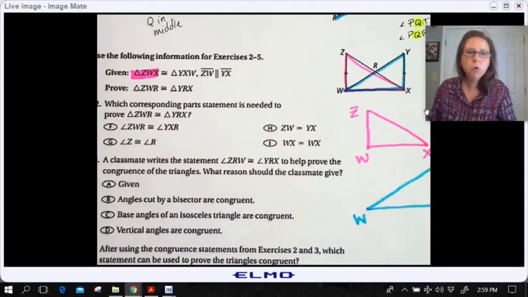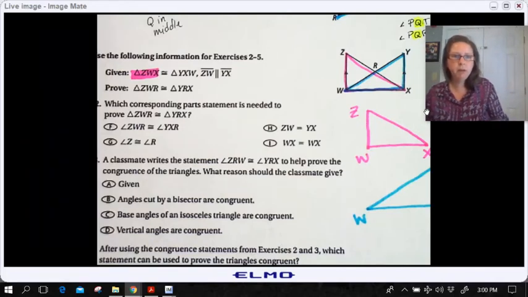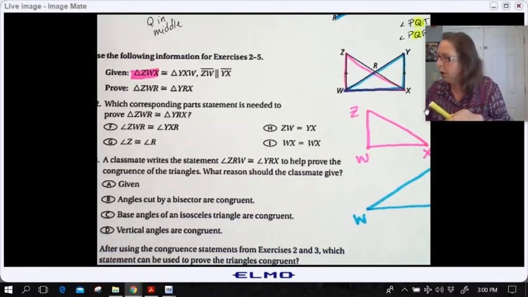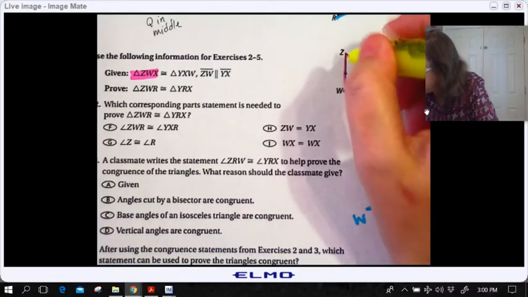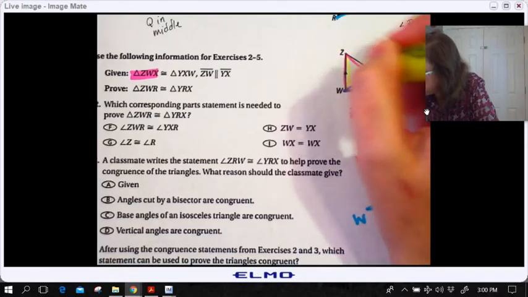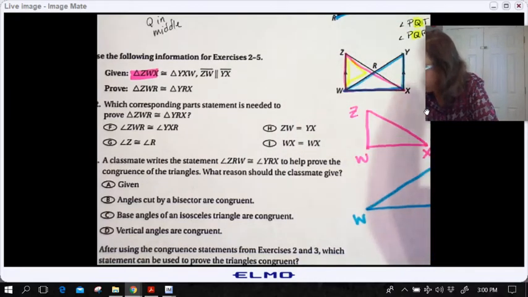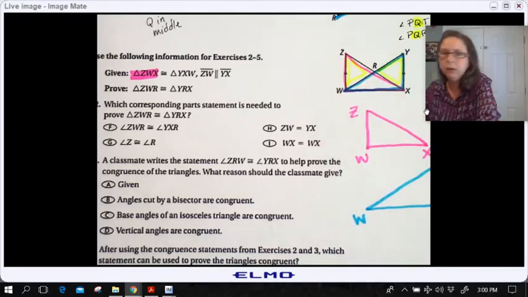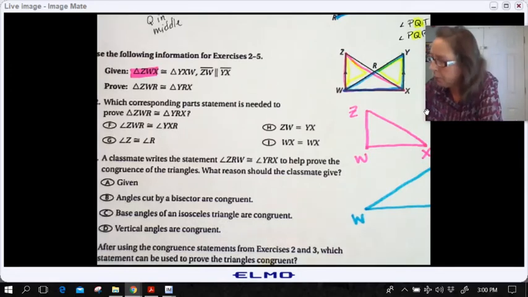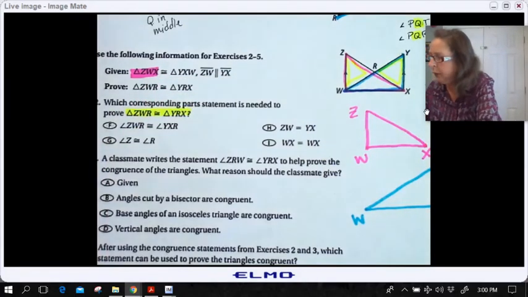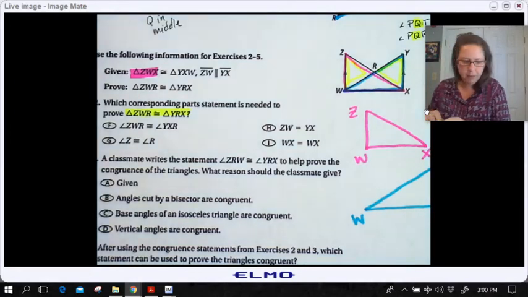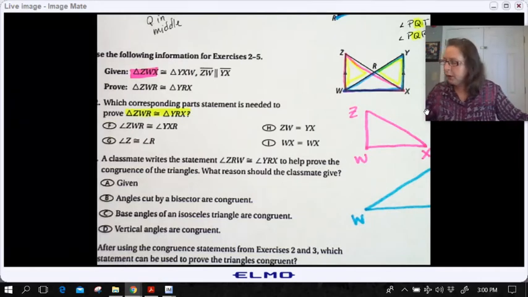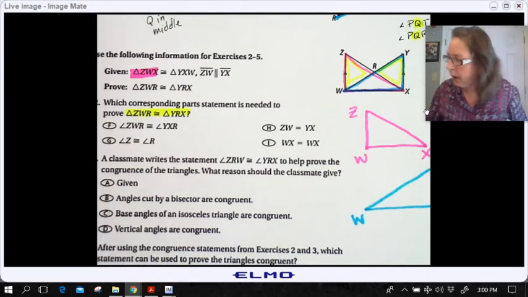So which corresponding parts statement is needed to prove that ZWR is congruent to YRX? So these two little inside triangles. Okay. What do we need to know about that? So this is question 1. So let's take a look at through here, okay?